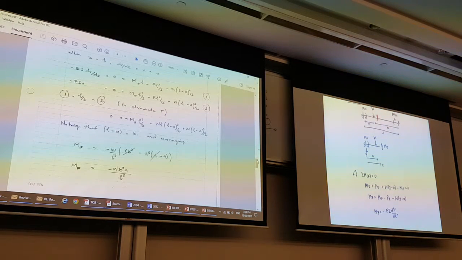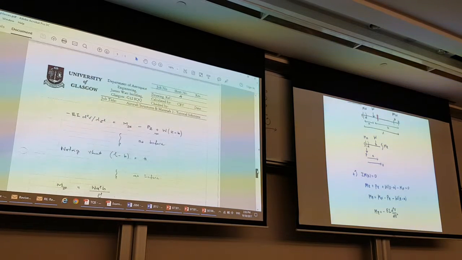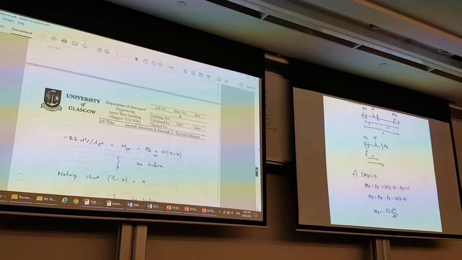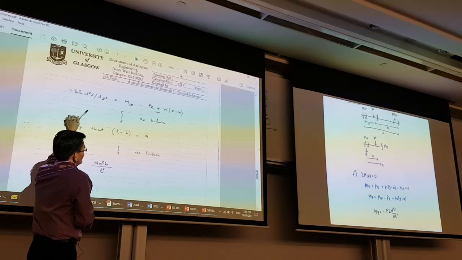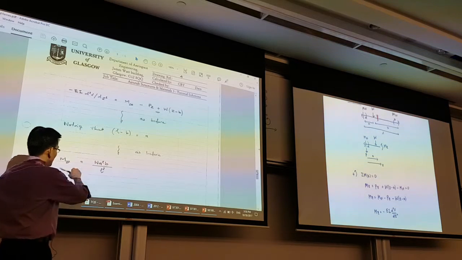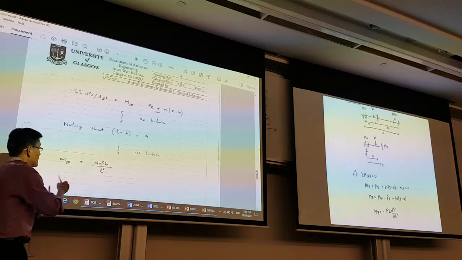Alright? So once you have this M1F, I think you are able to move on to work on the same case, where you start off with another case, right? You work it down, and you will be able to obtain M2F equals WA squared B over L squared.